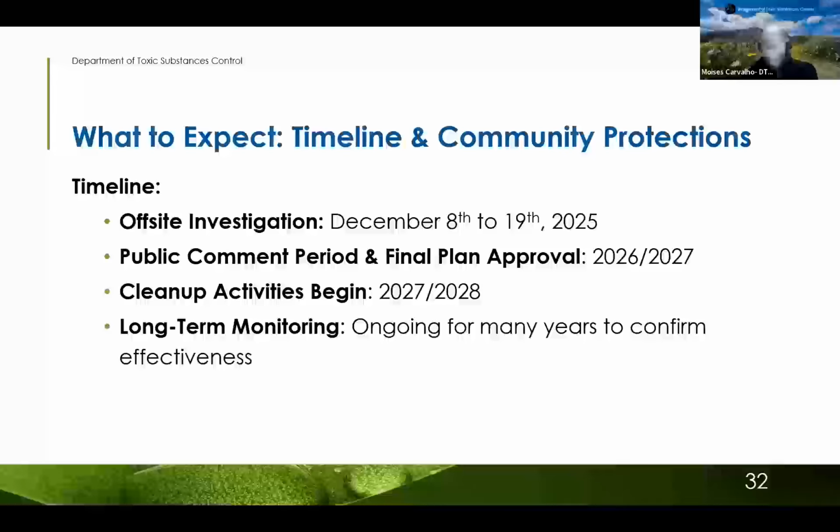And we're also going to go with the dates and activities listed on the slide, which is the public comment period. We're planning to have the remedial action plan go to public comment by the end of 2026 or beginning of 2027. If the plan is approved, we're planning to initiate the cleanup activities in 2027, 2028, and we anticipate the need of long-term monitoring, which will be ongoing for many years to confirm the effectiveness of the remedy.